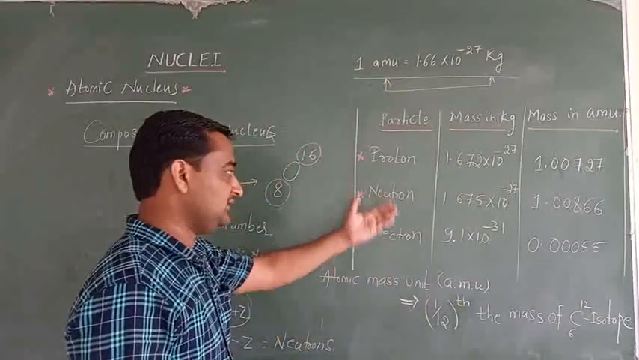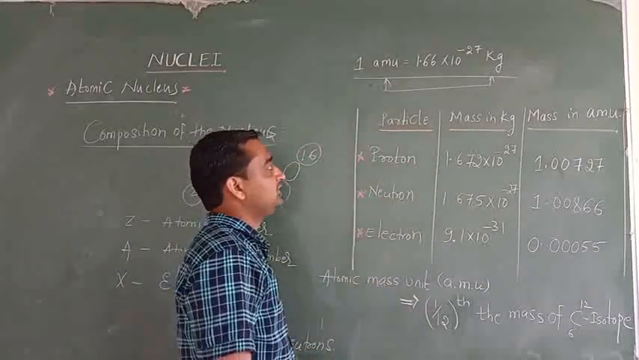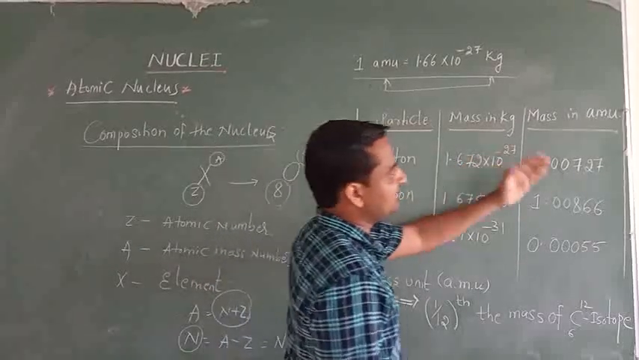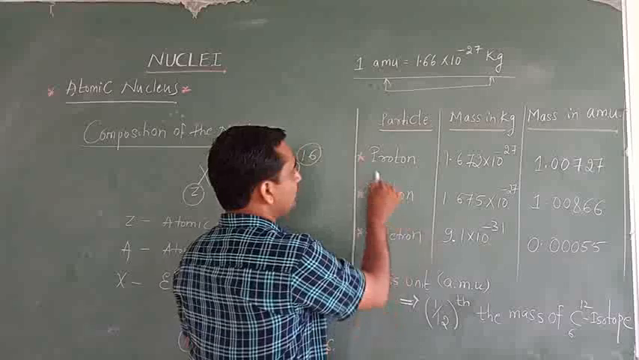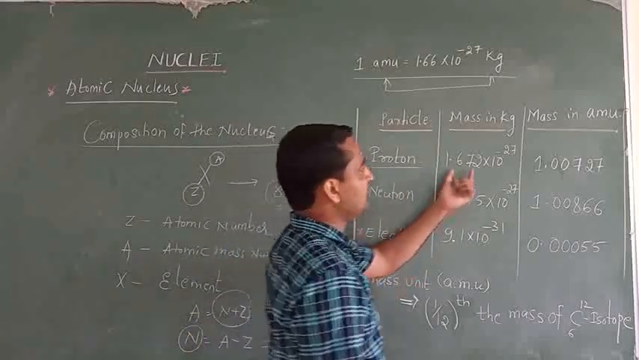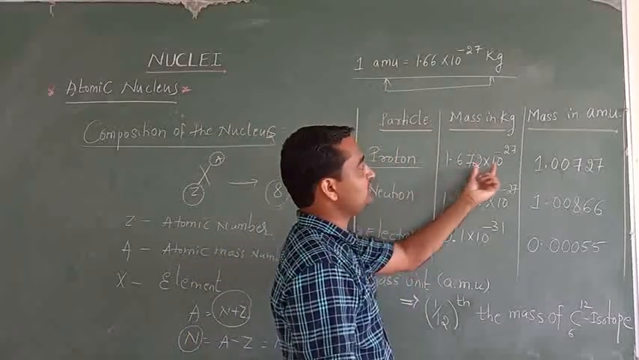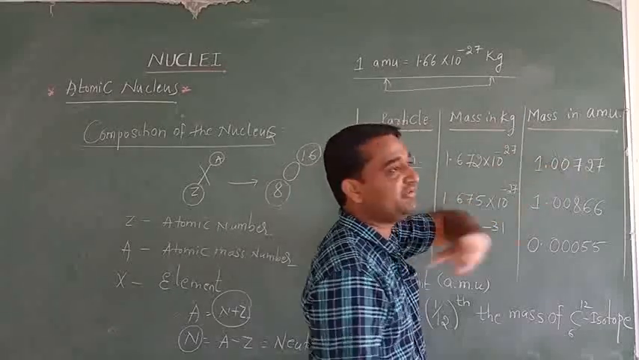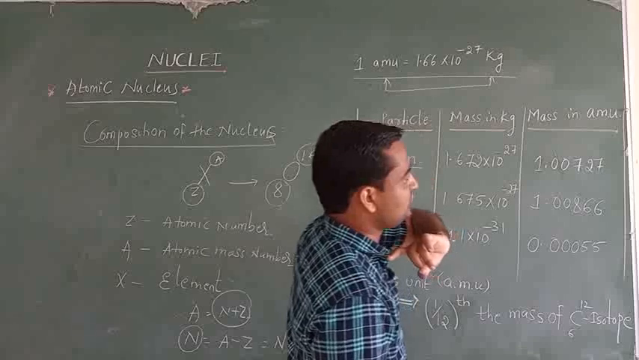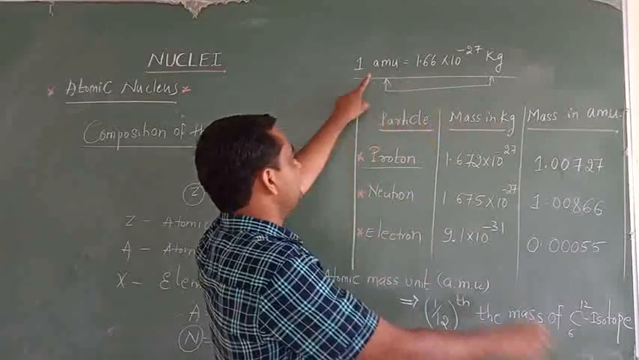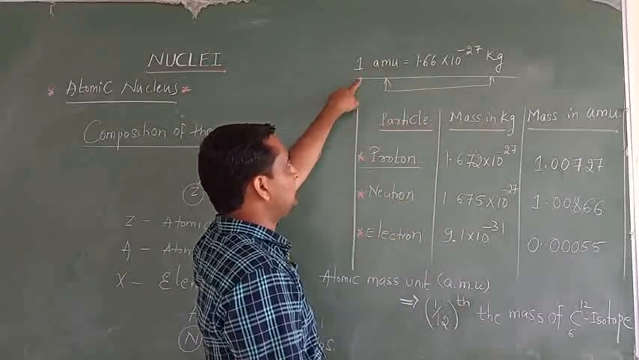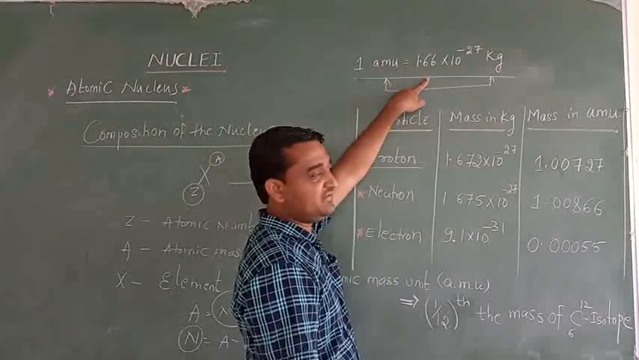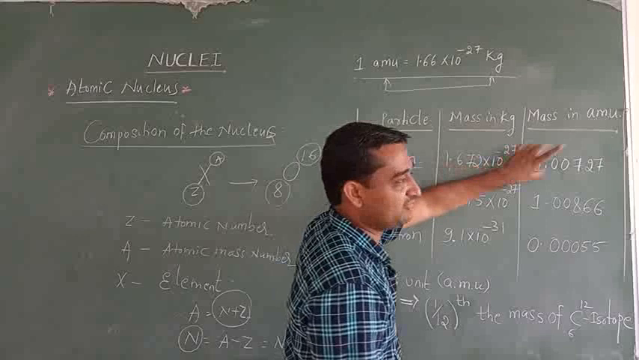Here in this table I have given the particles, their masses in kg and their masses in AMU. So for the proton, its mass in kg is 1.672 into 10 to the power minus 27, but in terms of AMU it becomes 1.00727. Based on the conversion formula, 1 AMU is equal to 1.66 into 10 to the power minus 27 kg, with this relation we have to convert it.